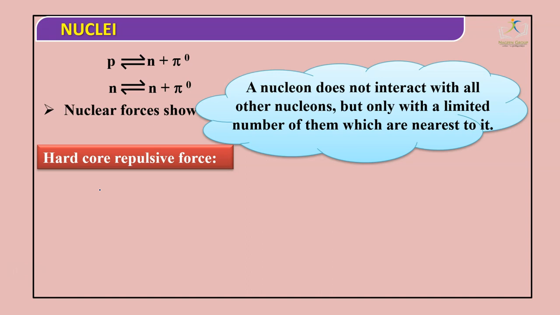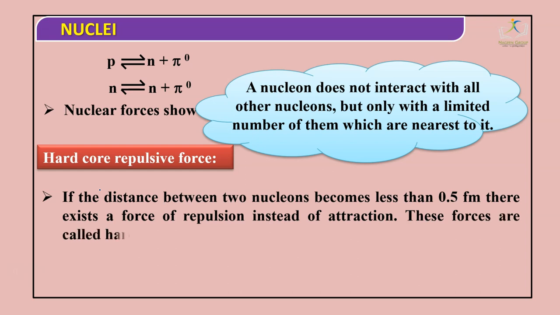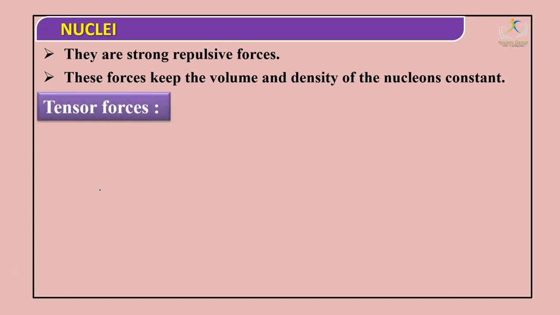Next is the hardcore repulsive force. If the distance between two nucleons becomes less than 0.5 femtometer, there exists a force of repulsion instead of attraction. These are called hardcore repulsive forces. They are strong repulsive forces, and they keep the volume and density of the nucleus constant.